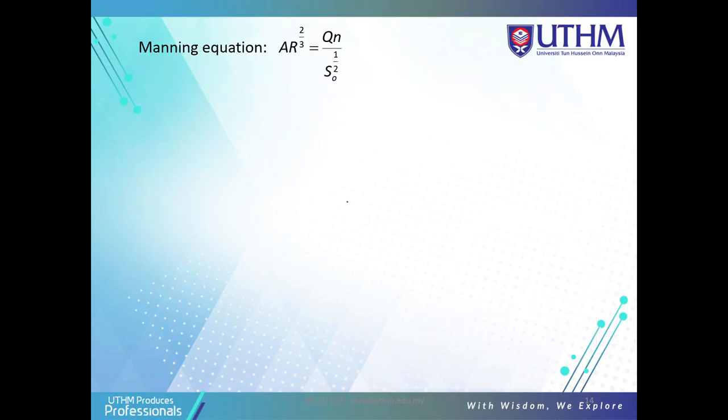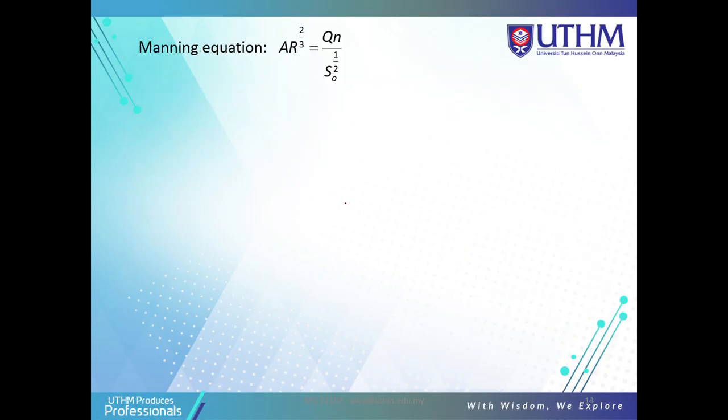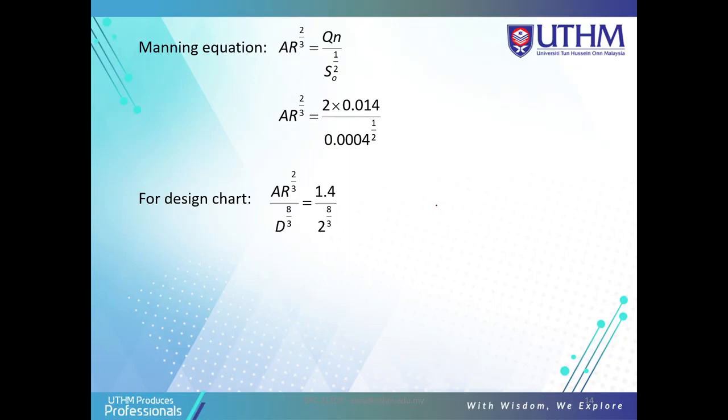Okay, use the area of this sewer pipe, but using the Manning equation. You must always use the Manning equation. Put all the values into this Manning equation, and you get AR to the power 2 over 3. So you can find here AR over T, and use the design chart.